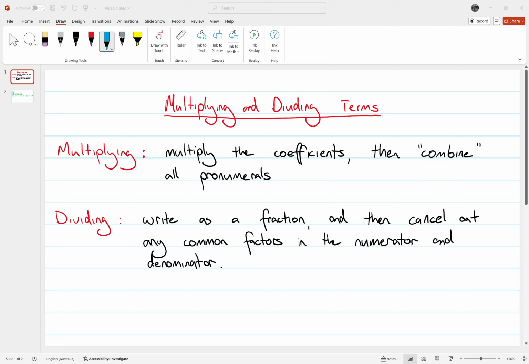The thing about multiplying and dividing terms is they don't need to be like terms. So with addition and subtraction, they have to be like terms. If they're not like terms, you can't do anything about it. Multiplying and dividing, it really doesn't matter. You just start doing it.